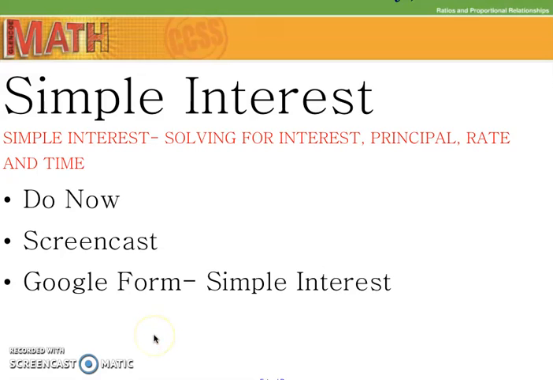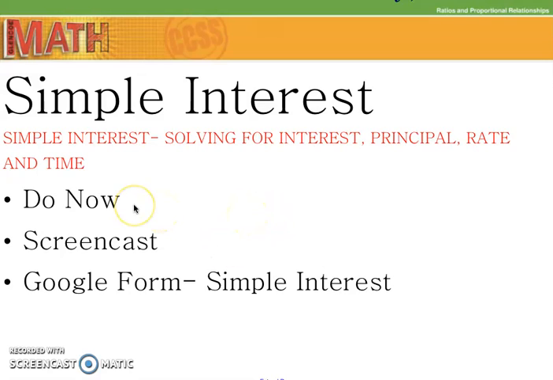Today is our second day of remote learning. We are going to learn a new lesson today on simple interest. Interest is money that you earn when you deposit money in the bank, or it's also money you pay when you take out a loan or borrow money from the bank. So we are going to learn how to solve for the interest, the principal, the rate, and the time.